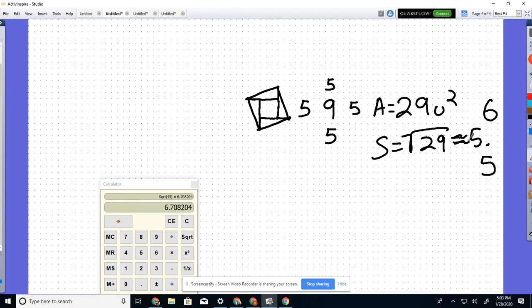So when it asks you what 2 integers the side length is in between, it's between 5 and 6 because the square root of 29 is approximately 5.4. I knew that because 29 is larger than 5 squared, which is 25, but it's smaller than 6 squared, which is 36. So that concludes the homework, guys.